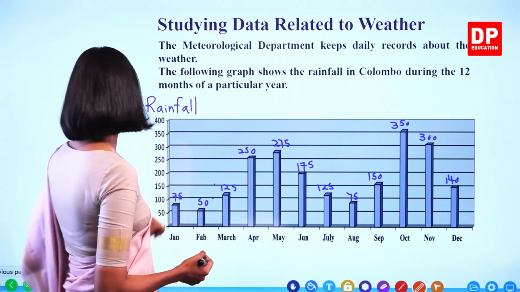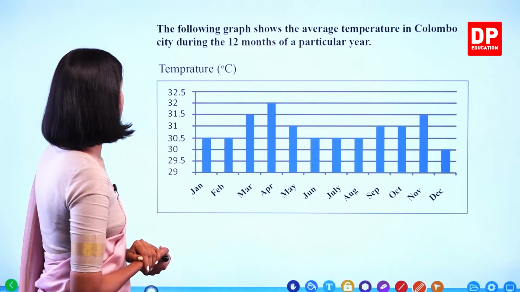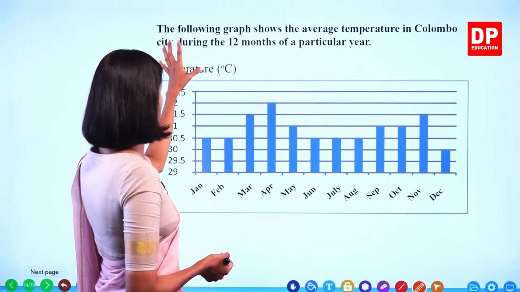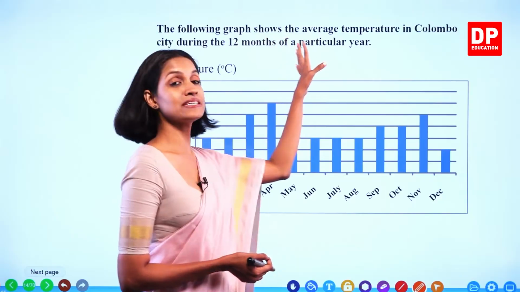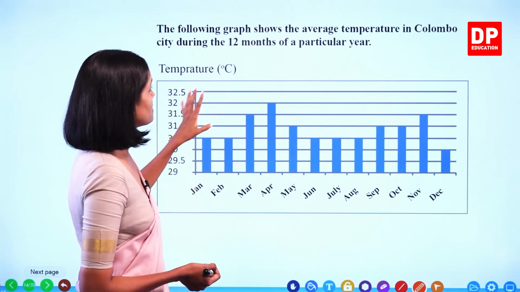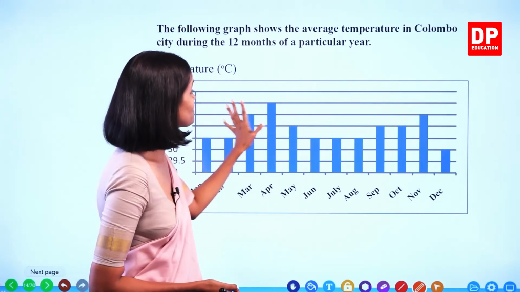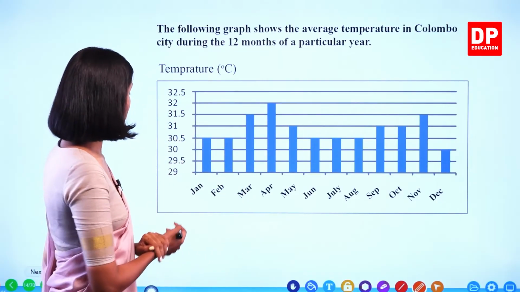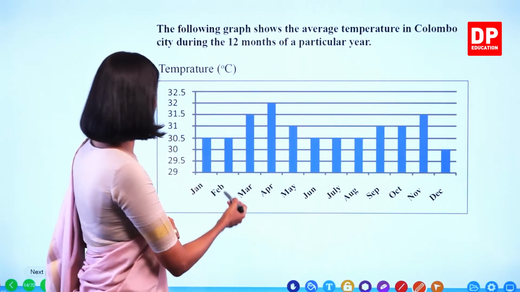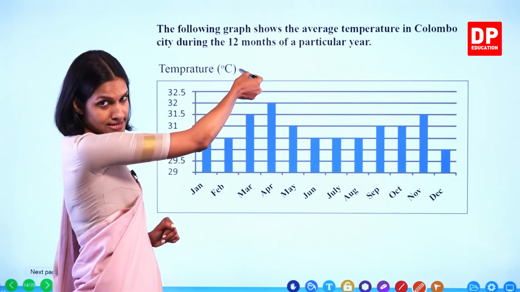Okay, right. Now we have another chart here. The following graph shows the average temperature in Colombo City during the 12 months of a particular year. Again, throughout the year in Colombo City, this time the temperature. Earlier it was rainfall, this time it is the temperature. Now here, what is the x-axis? The time given in months, right? And here the y-axis, temperature, is given in degrees Celsius.